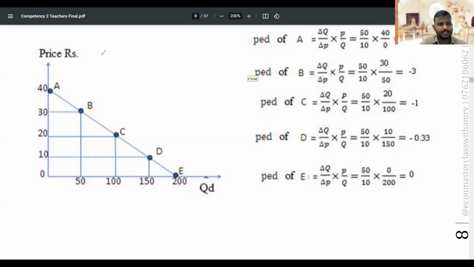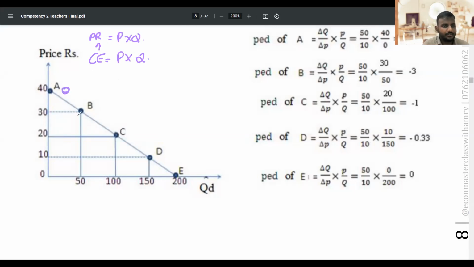Consumer expenditure means price into quantity. And remember, consumer expenditure is also producer's revenue because what the consumer spends is the producer's revenue. That is also price into quantity. If you take each of these points, at point A, 40 is the price, quantity is 0. So 0 revenue.